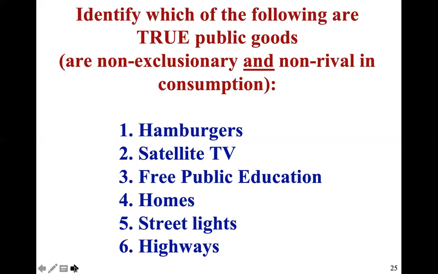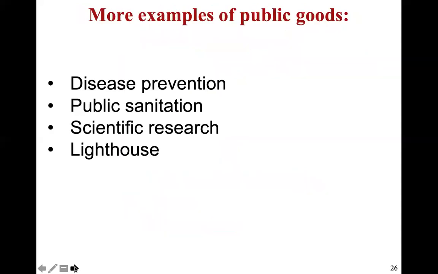Okay, hopefully that helps a little bit. A lot of students have a hard time coming up with examples of true public goods because there actually are not that many, right? Disease prevention for society is a true public good. Public sanitation, scientific research, and a lighthouse is another classic example of a true public good that is non-rivalrous and non-excludable. And all these things are also not going to be produced without the public sector providing them.